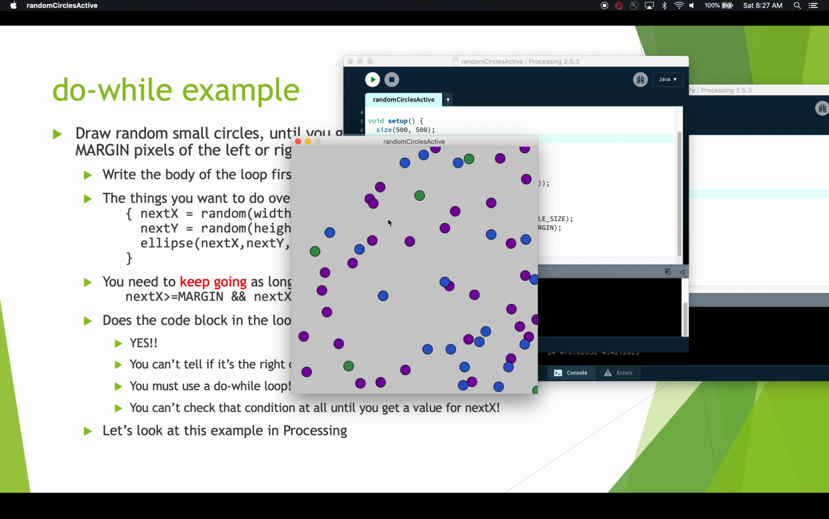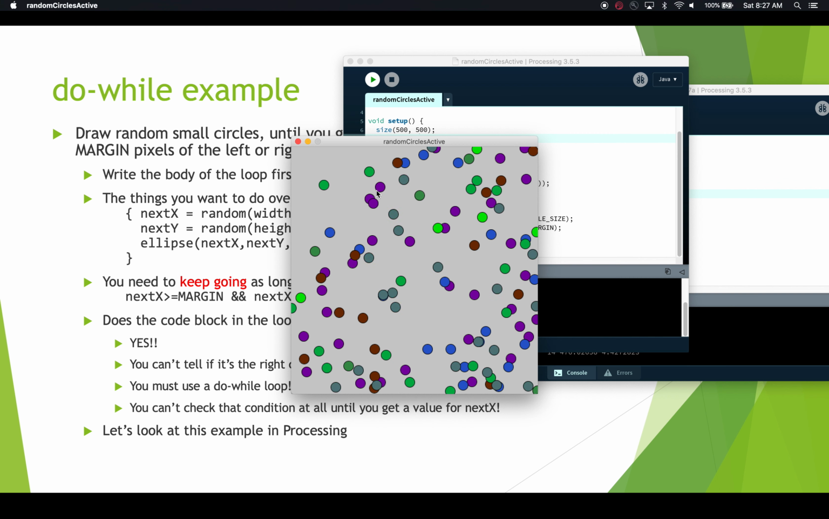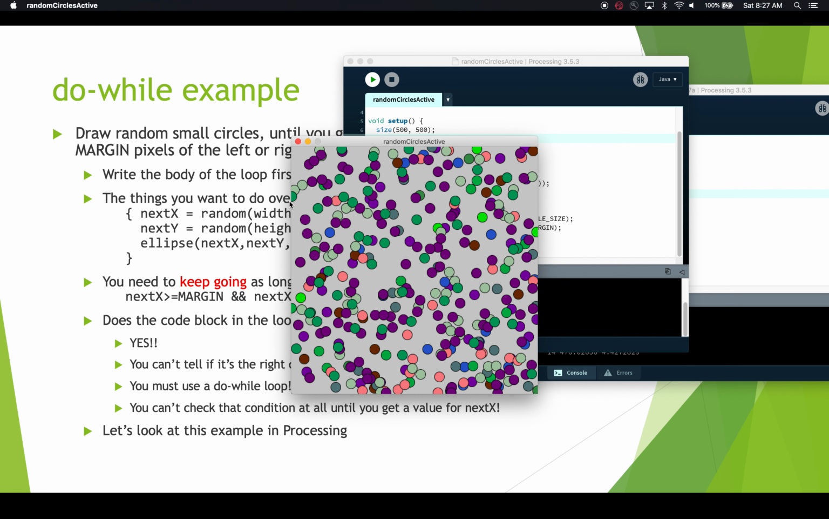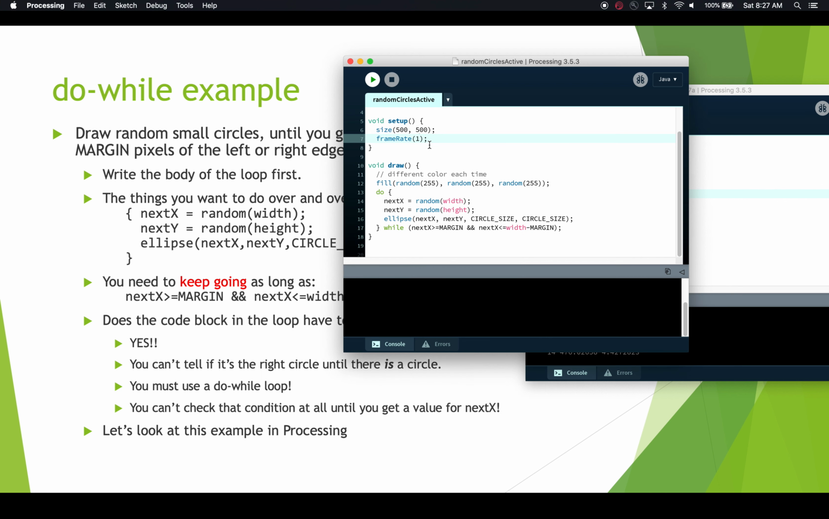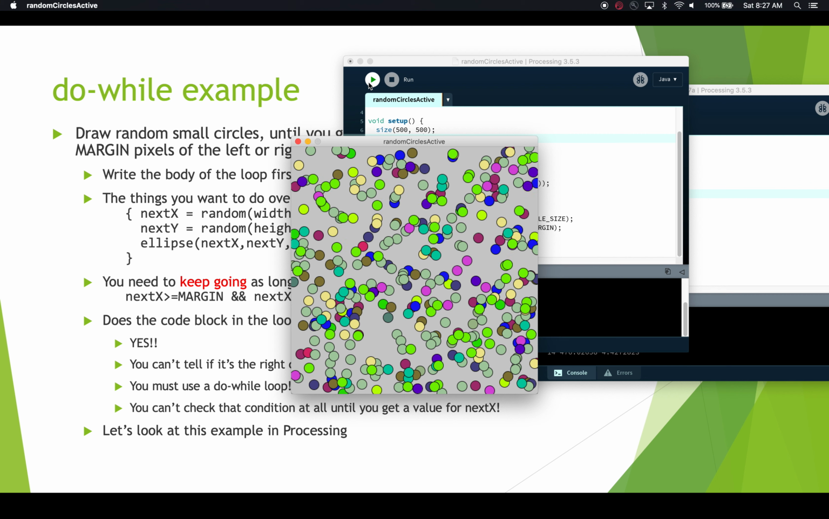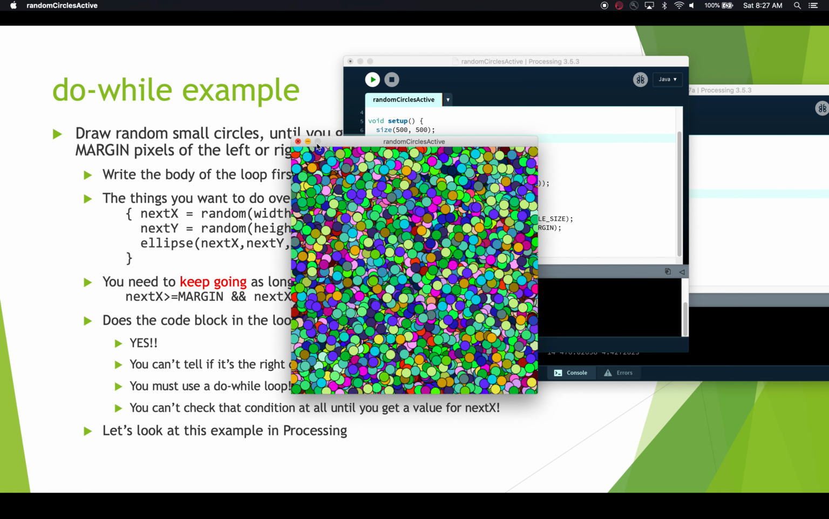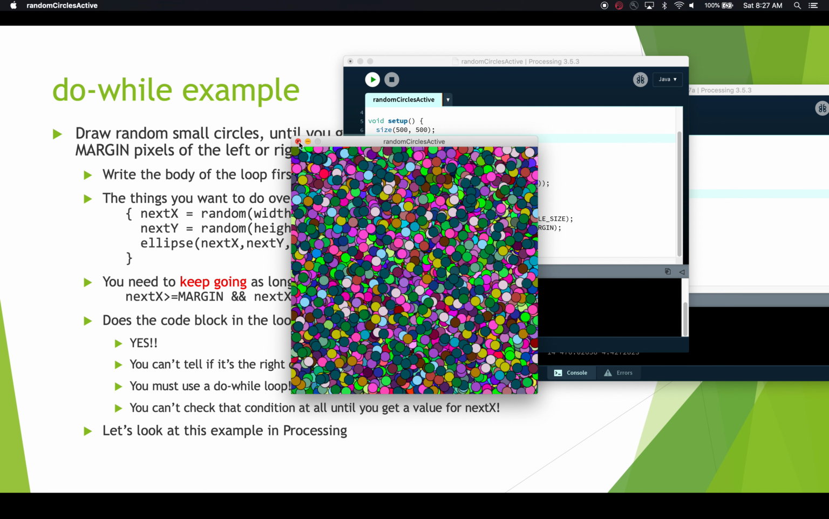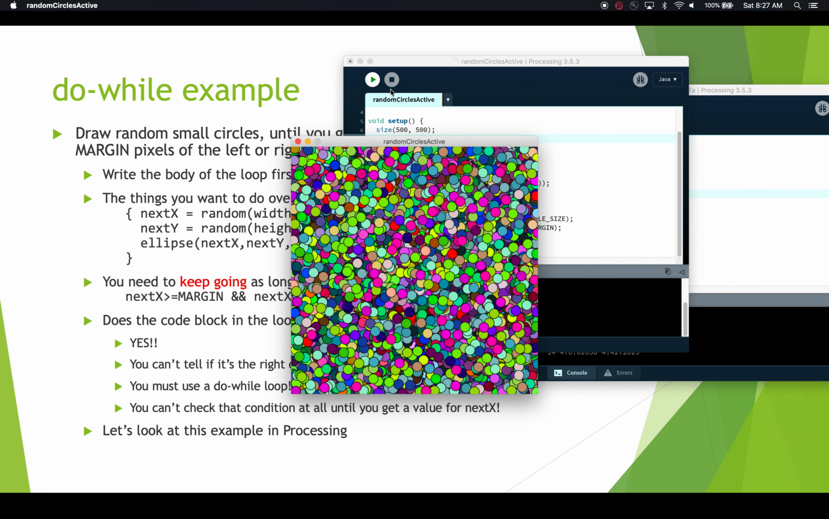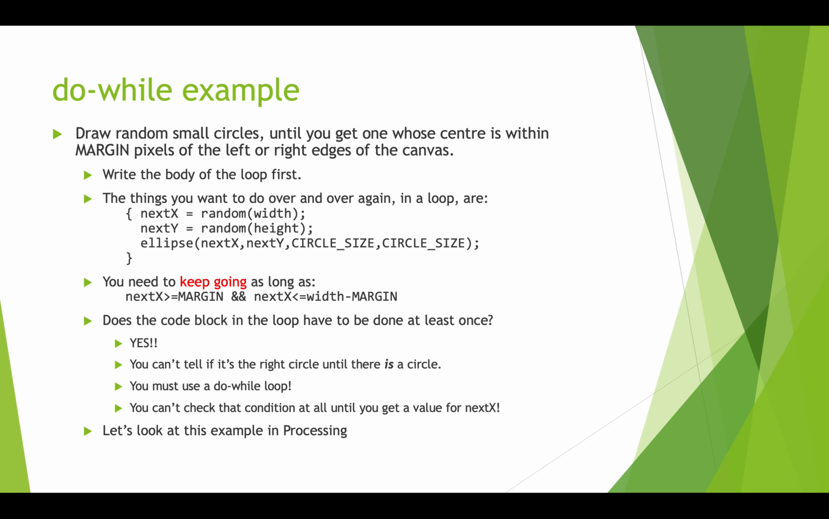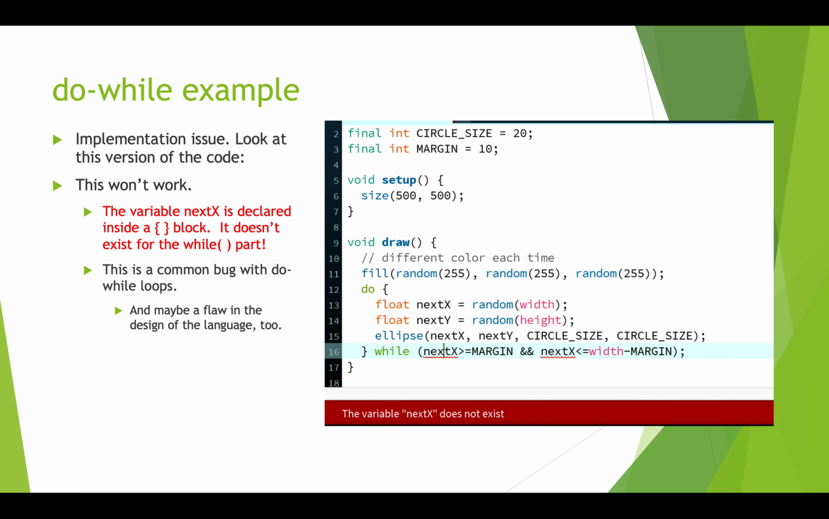Bunch of purple ones, bunch of green ones, bunch of blue ones. Okay, and so each time we're drawing a bunch of random circles, but we stop as soon as we get one that's really close to the margin on either the left or the right. Okay, and if we put this back up to a frame rate of 30, you'll see that it runs crazy and it's kind of hard to tell what's going on. So sometimes adjusting the frame rate down can be helpful to figure out if your code is actually working.